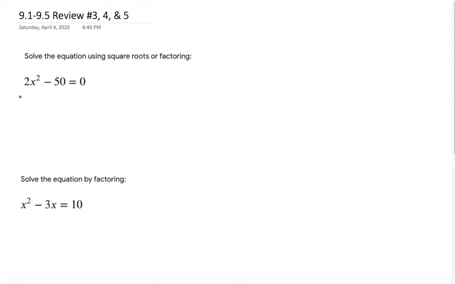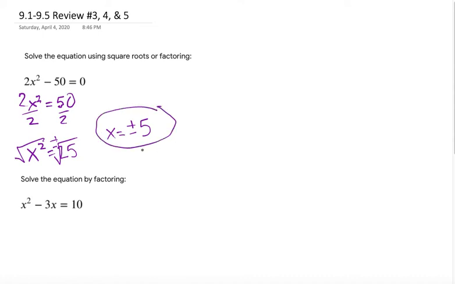So I'll add 50 to both sides. And then I'm going to divide by 2. So I have x squared equals 25. And then I need to take the square roots of both sides. So I have x equals plus or minus 5. And that will be an answer.